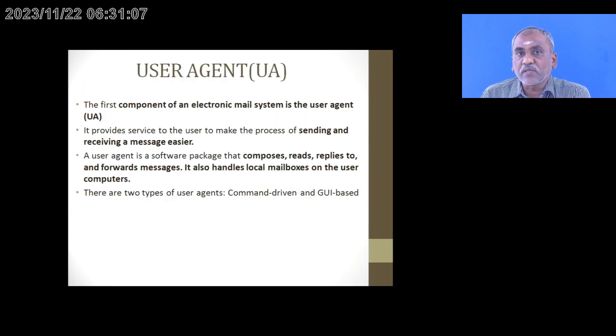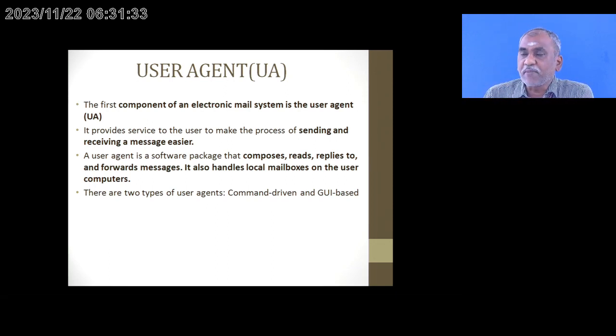So this is the user agent. The first component of the electronic mail system is the user agent. The user agent's responsibility is sending and receiving messages easily, right? The user agent is a software package that composes. If I want to send you a message, read a message, reply to a message or forward a message, everything will be handled by the user agent, right?